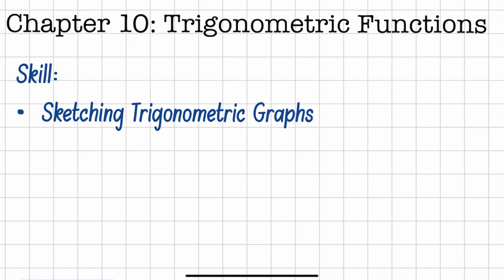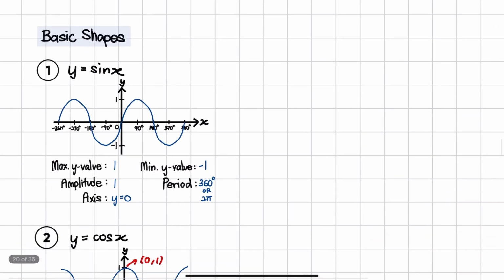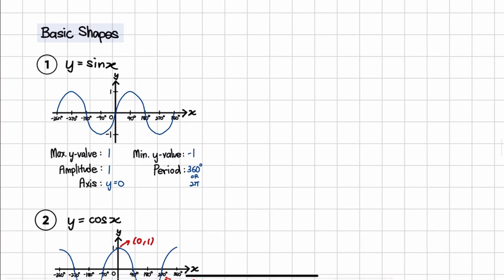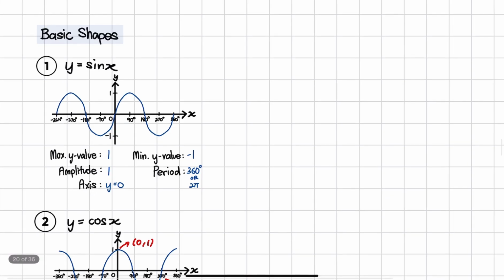Hi everyone, in this video we look at chapter 10, Trigo functions. How do we sketch Trigo graphs? Very quickly, we'll look at the three main shapes that you need to know for this chapter: your sine graph, cosine graph and tangent graph.